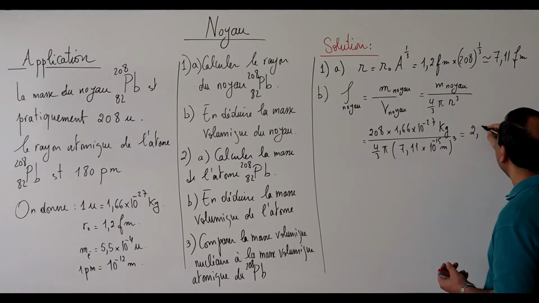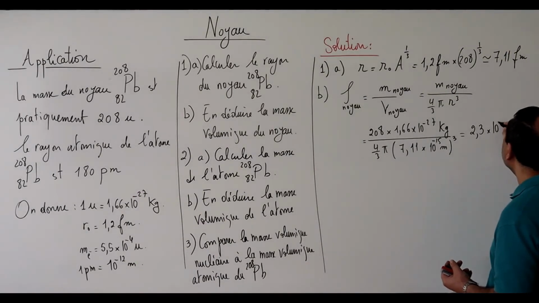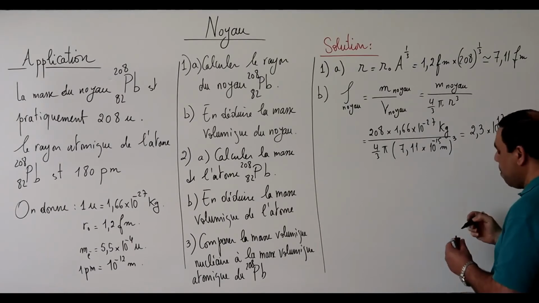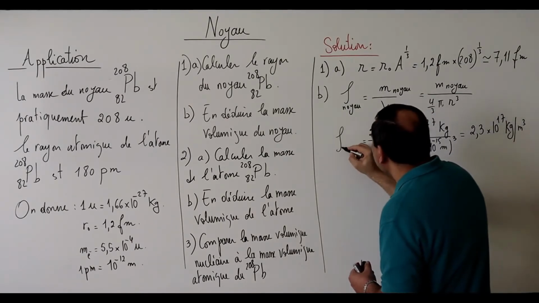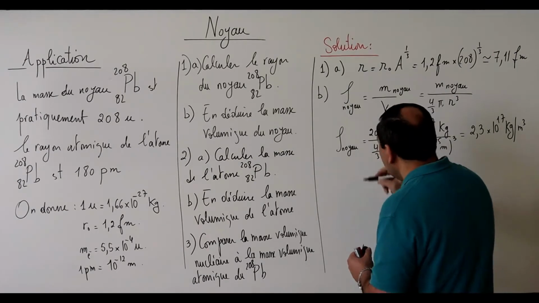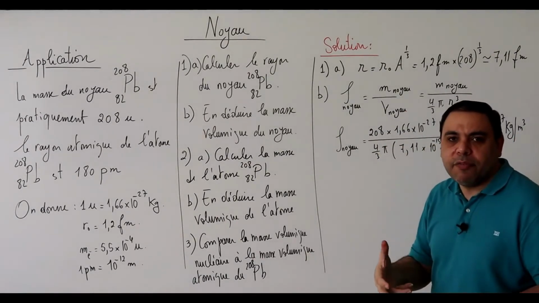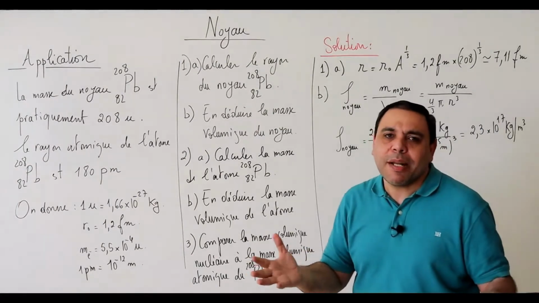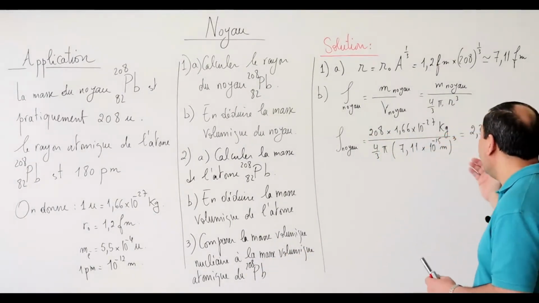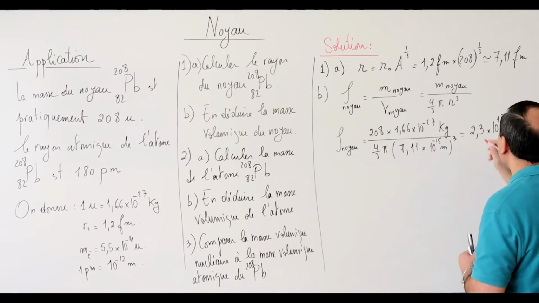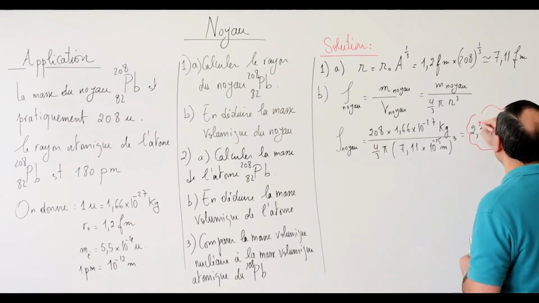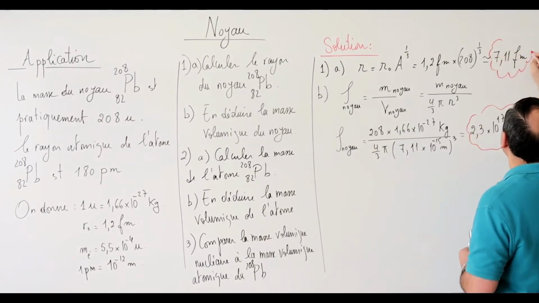The result becomes 2.3 times 10 exponent 17 kilograms per meter cube. This is the density of the nucleus. The densities of all nuclei are the same. It doesn't matter which one in particular. They are always equal to 2.3 times 10 exponent 17 kilograms per meter cubed.